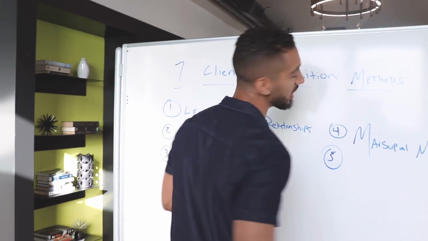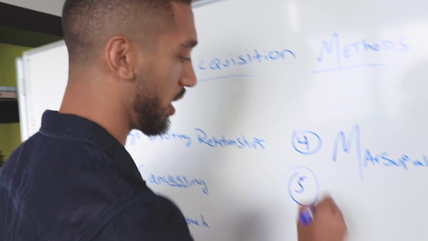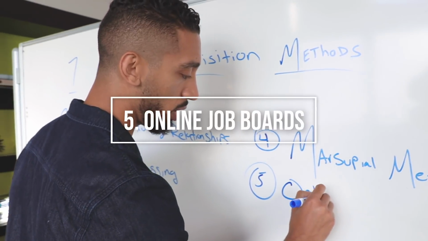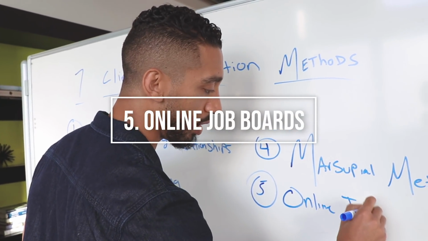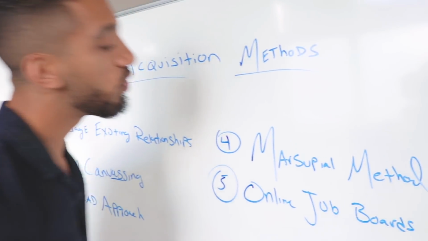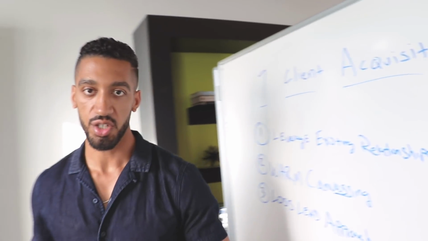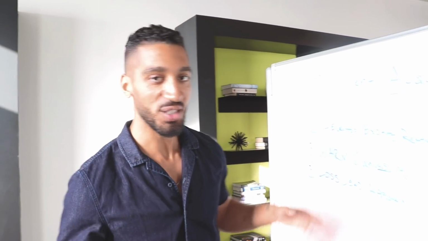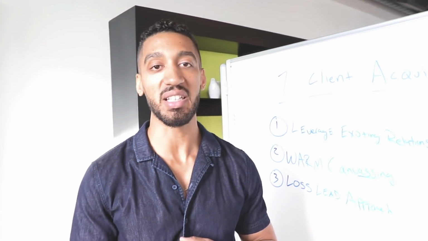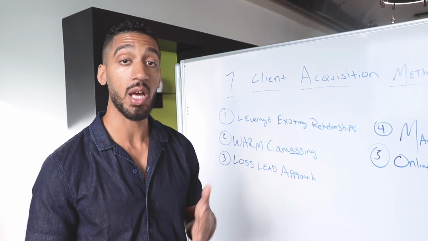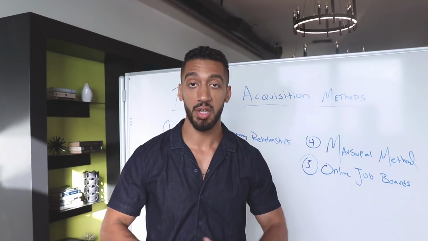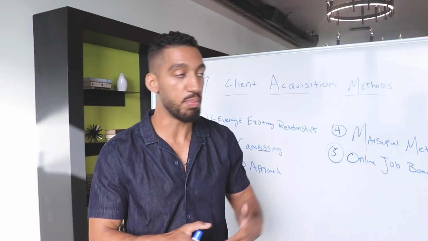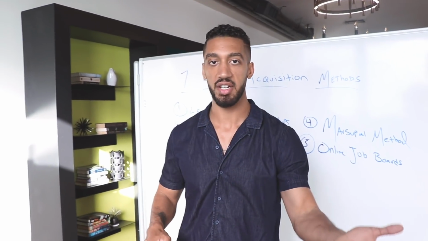Number 5. Okay, this one's a little bit of a tricky one. Online job boards. If you've been following me for a few years, you'll know that one of my most viral articles I ever wrote was called Hacking Elance. Elance doesn't exist anymore for all you young 19-year-olds, okay? But basically, it was a job board where you could post up your freelance skills, you could build a profile, and you could basically bid for work. And they still have lots of these sites out here, okay?